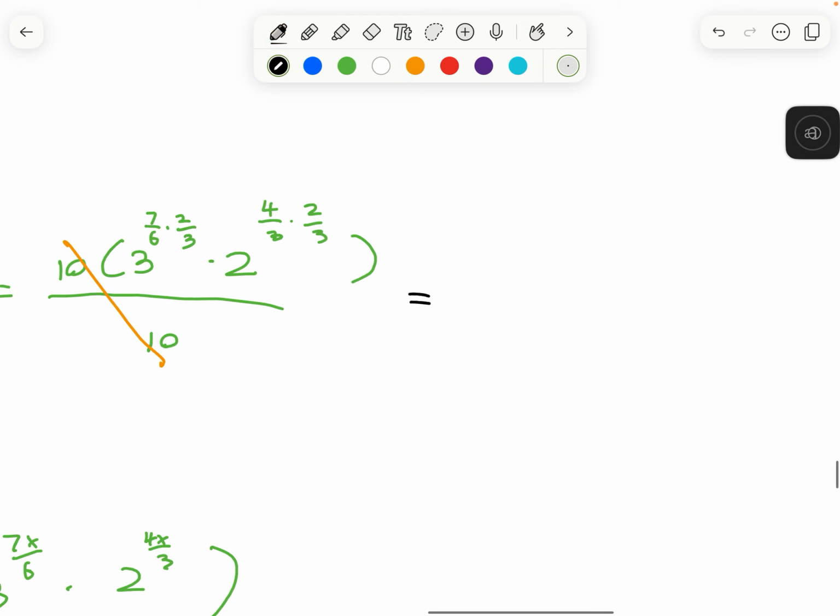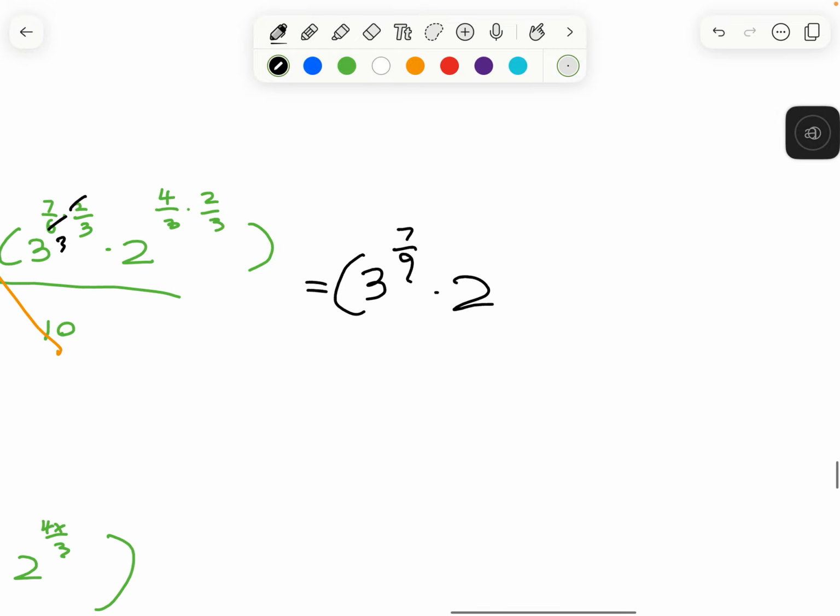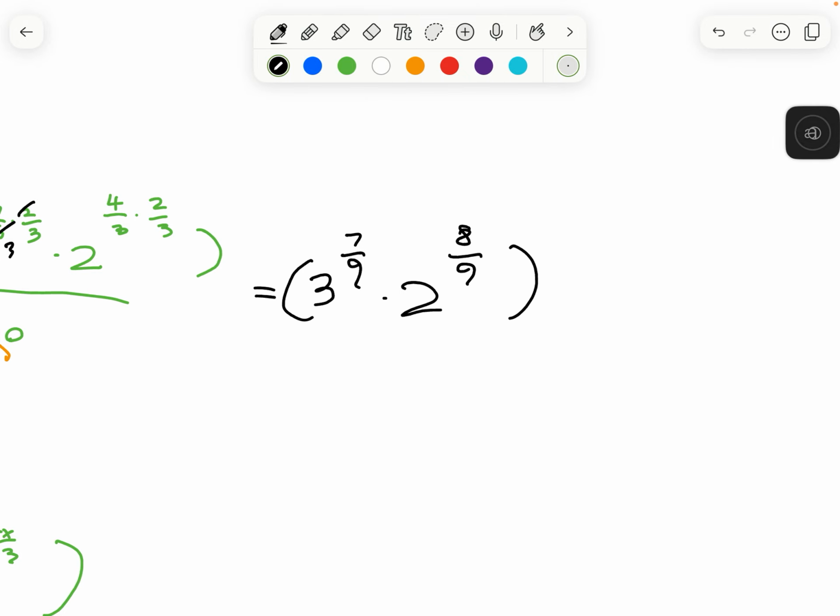So you're left with 3, this cancels out, 7 over 9 times 2 to the 8 over 9. Right? And that's actually the value of c. You might be wondering, why is that the case?